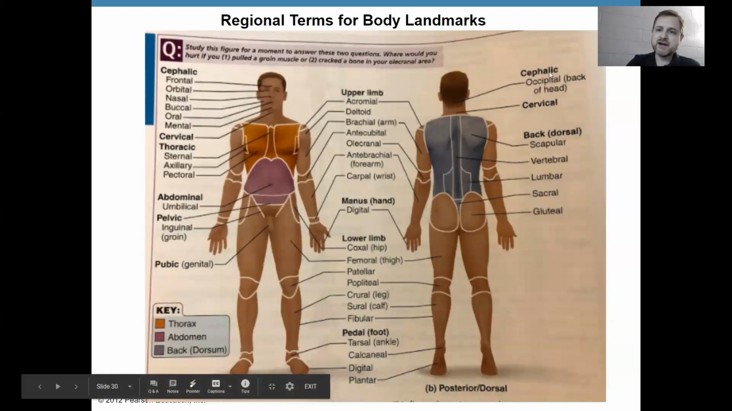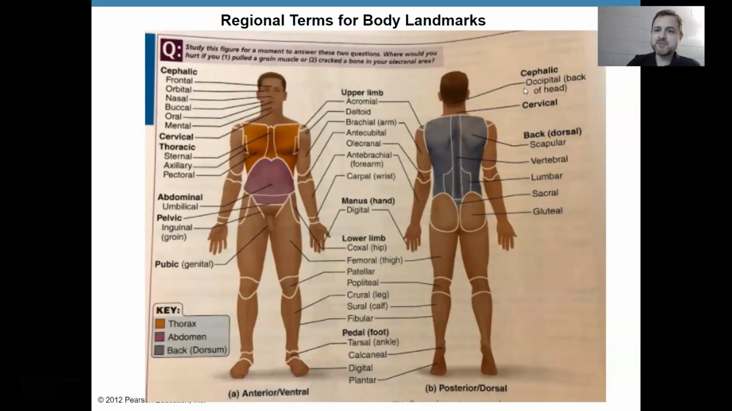So going on this side, the back of your head, the occipital region is the back of your head. Cervical, again, is your neck, in this case, the back of your neck. The dorsal area of your back, scapular are your shoulder blades. Vertebral would be your vertebral column. Lumbar is your lower back. The sacral would be like the end of your spinal column, sort of where your tailbone starts. And gluteal would be your tush, right?